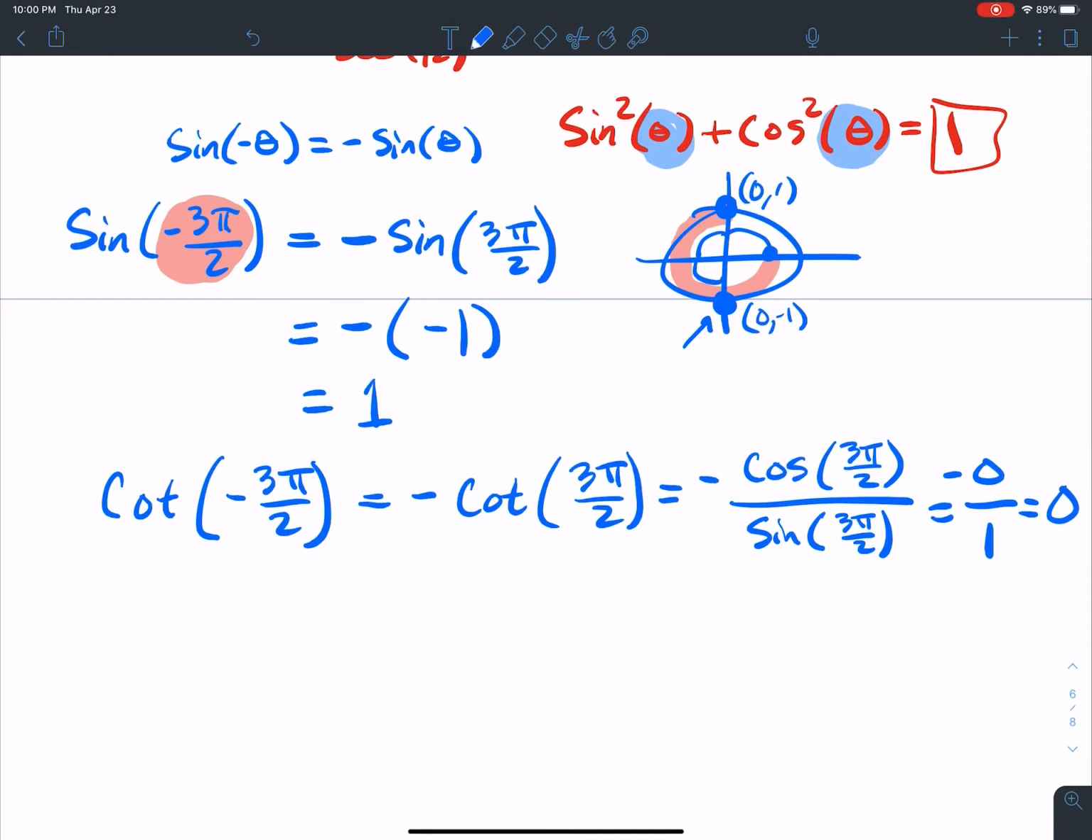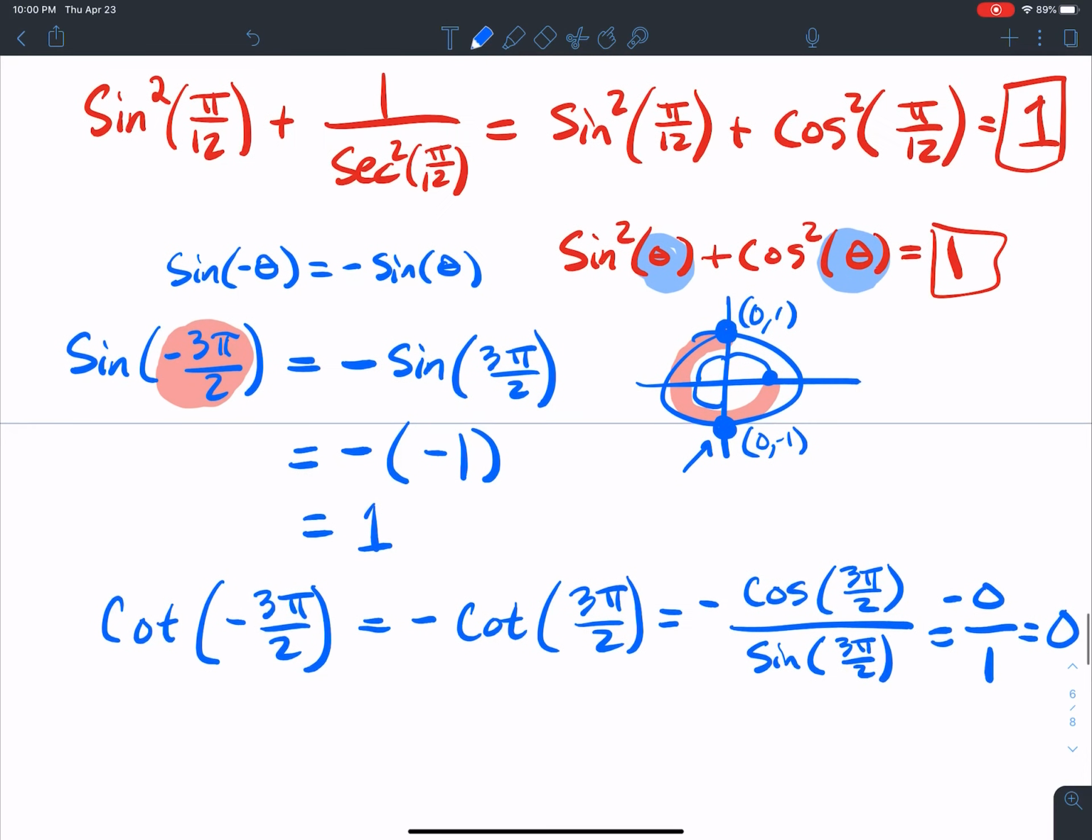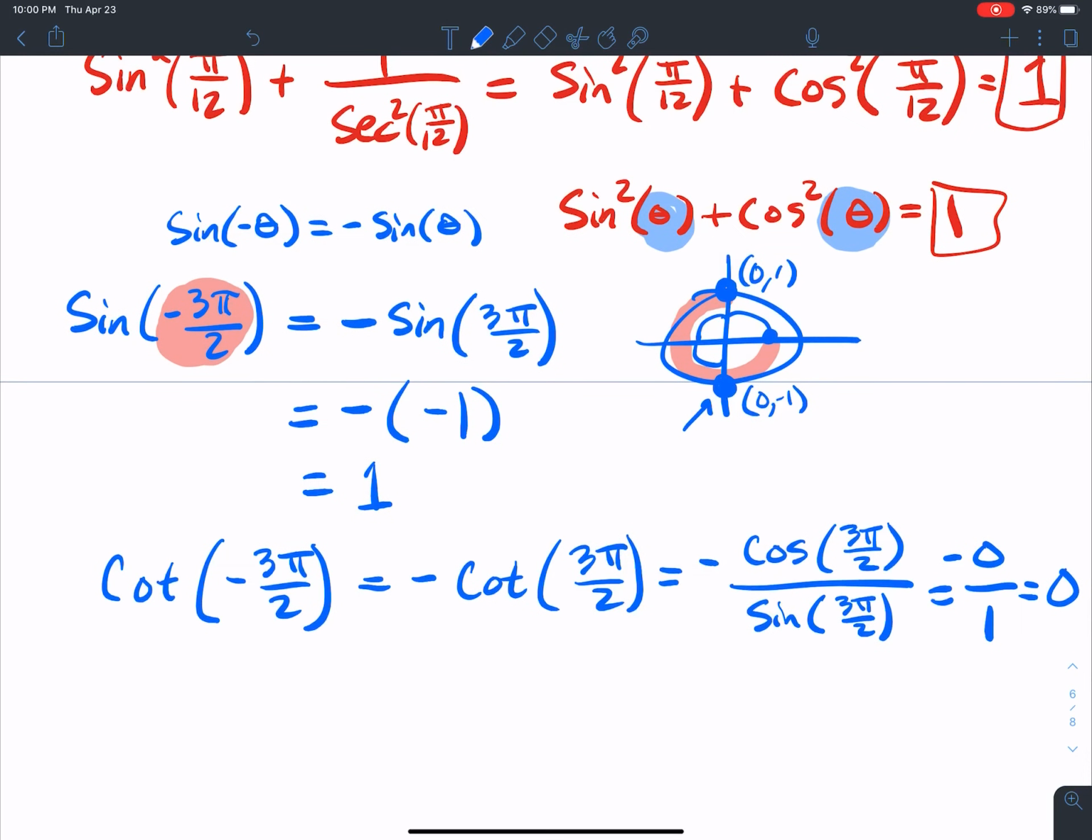All right. Hopefully that kind of helps you out in using identities to help you evaluate these trigonometric functions given their degrees or angles and radians.